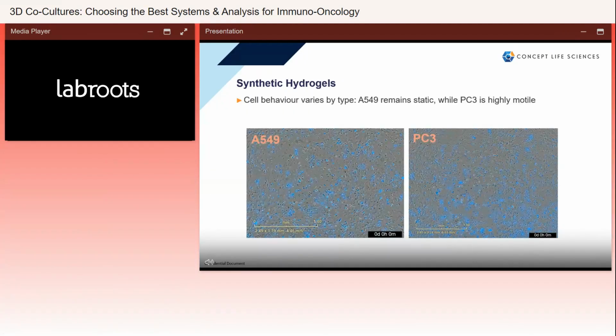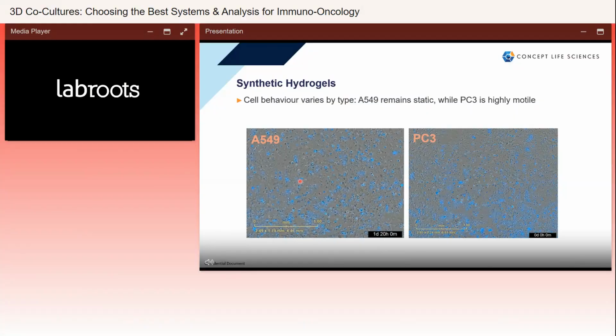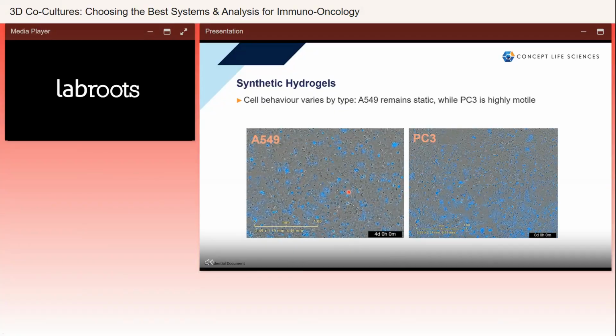I've noticed when using these hydrogels is the way that the cells behave and grow. So A549s, as you can see here, the cells form small spheres. The spheres just sit where they start, and they just gradually grow over time. So you can see that they just gradually get a little bit larger.